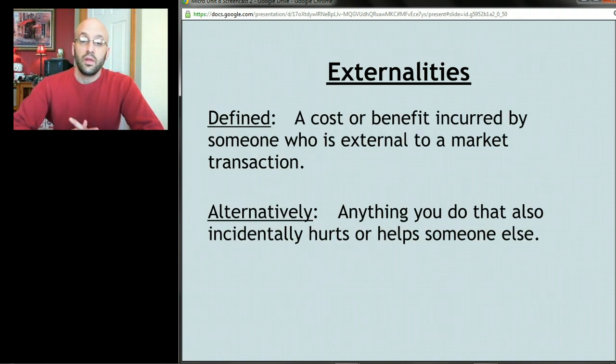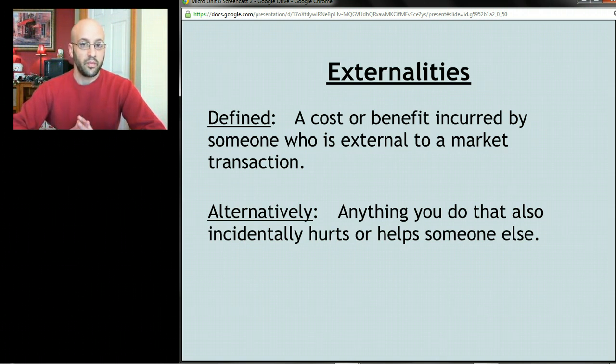Now I want to discuss externalities. The definition of an externality is a cost or benefit incurred by someone who is external to a market transaction. Or alternatively, it's anything you do that also incidentally hurts or helps someone else.